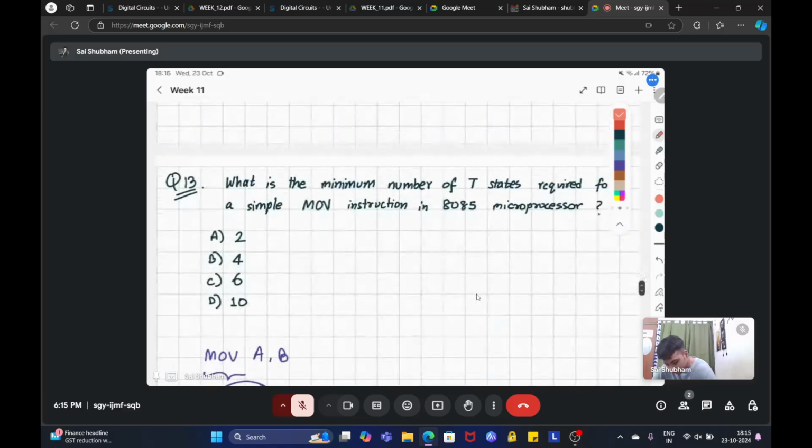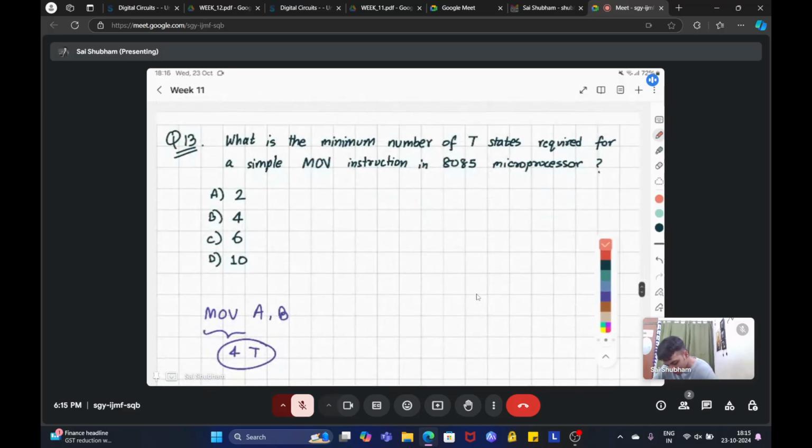Moving on to the next question. What is the minimum number of cycles required for a simple move instruction in the 8085 microprocessor? The minimum can happen when your contents have to be moved from any register B to your accumulator A. That takes about 4 cycles. So this is the answer.